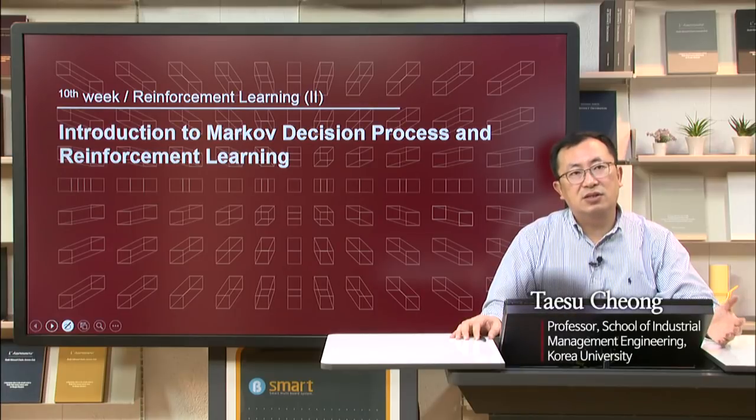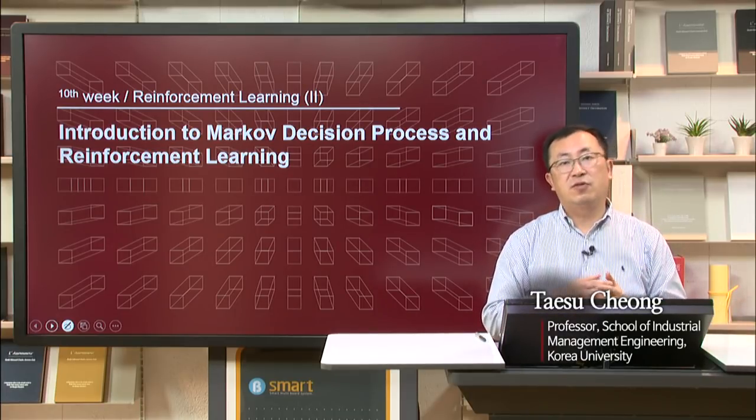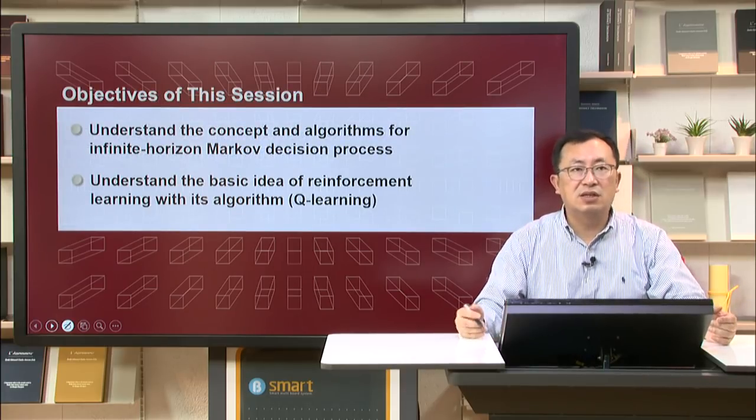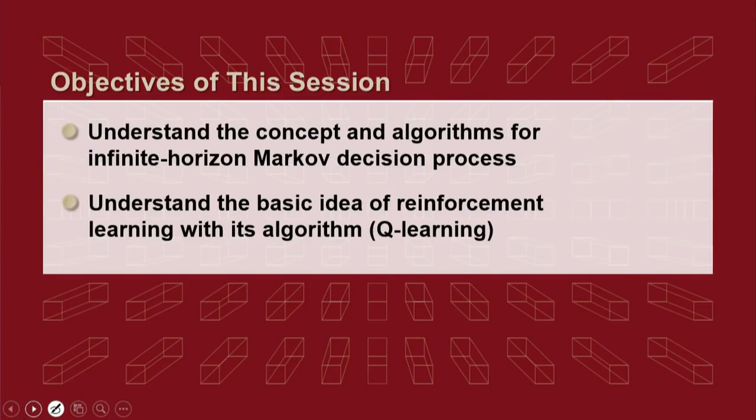Hi, today's session will be the last session for reinforcement learning. In today's session, we continue the discussion on the Markov decision process, especially the infinite horizon Markov decision process. We will discuss two representative algorithms for solving the infinite horizon Markov decision process. Based on the discussions, we will quickly take a look at one of the representative reinforcement learning algorithms called Q-learning.